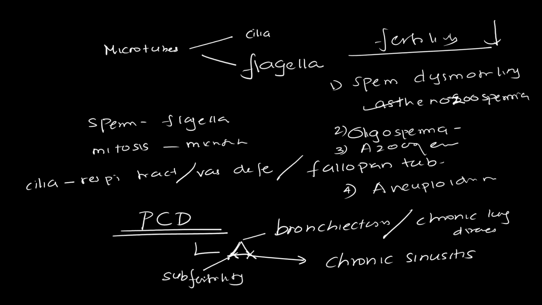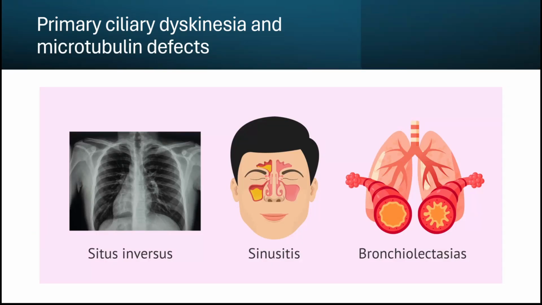But is it possible in females? Yes, because the fallopian tubes are dependent on the action of cilia as well. So you would see these two features, bronchiectasis as well as sinusitis. In addition to that, you would also see situs inversus. What is situs inversus?